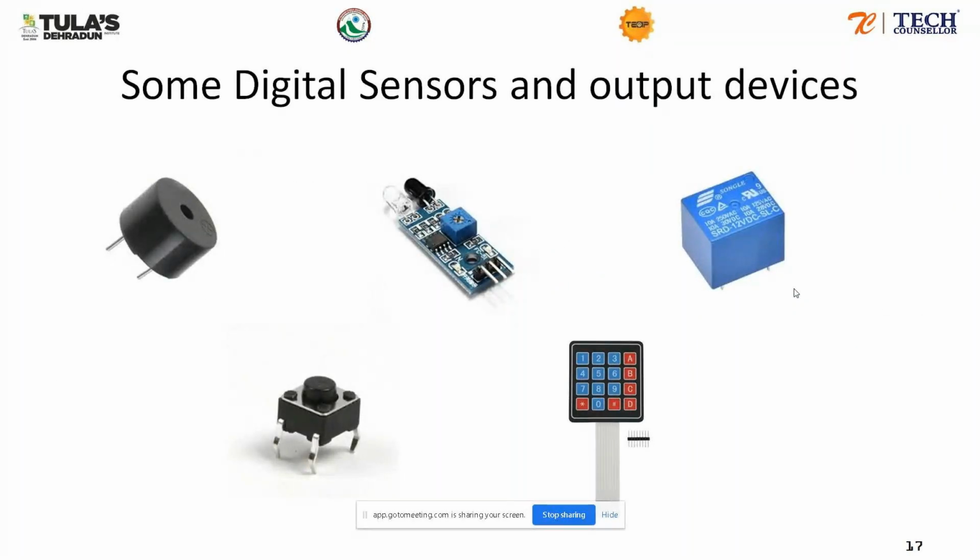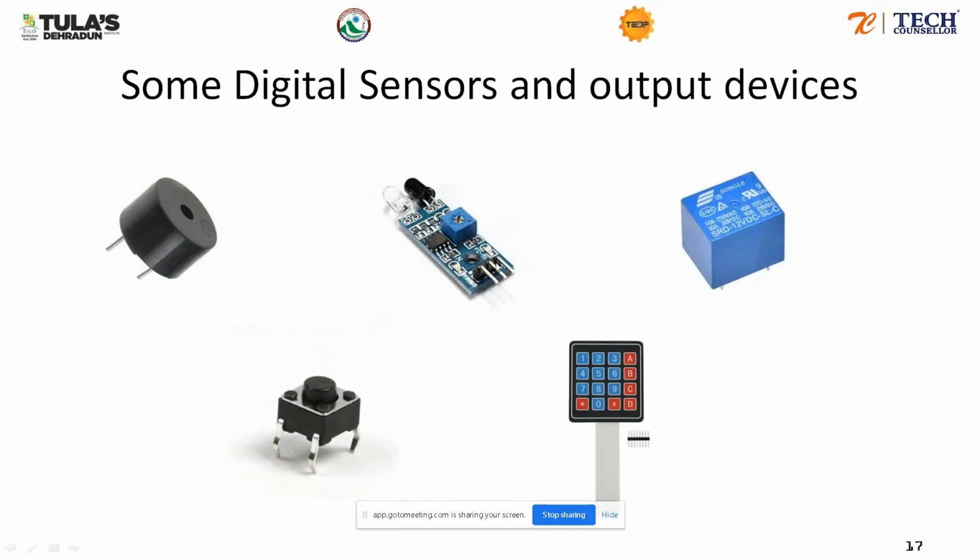Sensors and output devices. The first sensor or output device on the screen is a buzzer. So that's an output device. It can't sense anything. It will take an input from the microcontroller. The microcontroller will give it an output. It will produce a sound to indicate something, whatever we have programmed it for. So it is a digital output device. You just give it 5 volts, it will make a sound. That's it. Done. Give it 0 volts, nothing will happen.